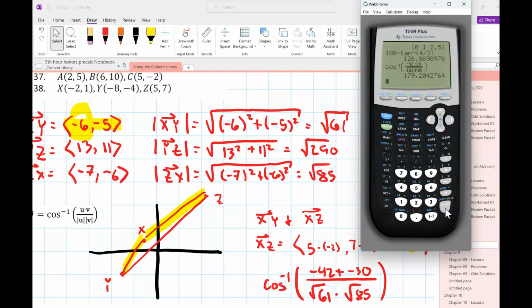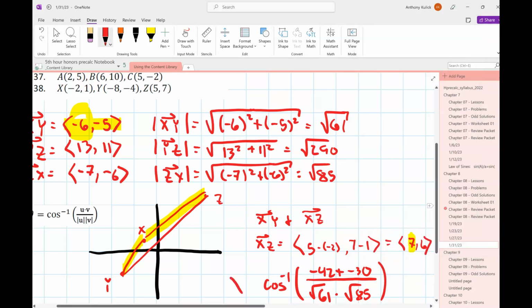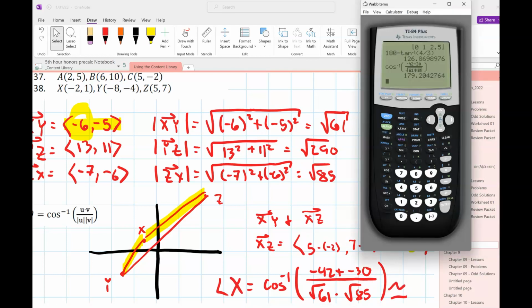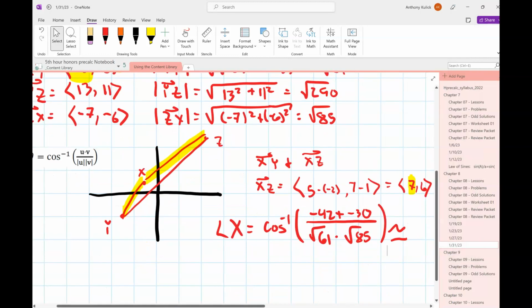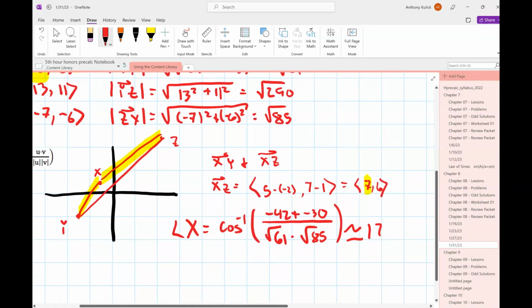So I get about 179 for angle X, which based on my picture, does that seem reasonable? Probably, right? That looks almost like a straight line, those 3 points that I drew. So I'm not surprised that angle X should clearly be the biggest angle, and it's darn close to just being a straight line.